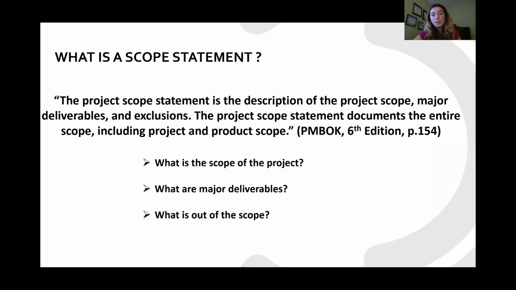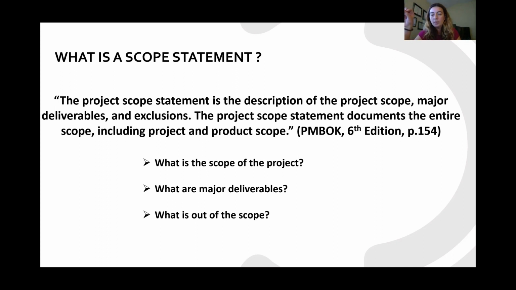So this is from the PMBOK 6th edition. The project scope statement is the description of the project scope, major deliverables, and exclusions. The project scope statement documents the entire scope, including project scope and product scope. So as you can see, there are two different terms here. One is the project scope and the other is the product scope.